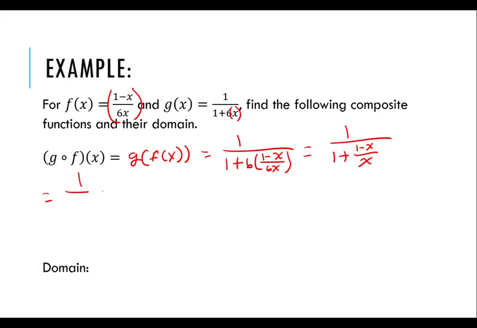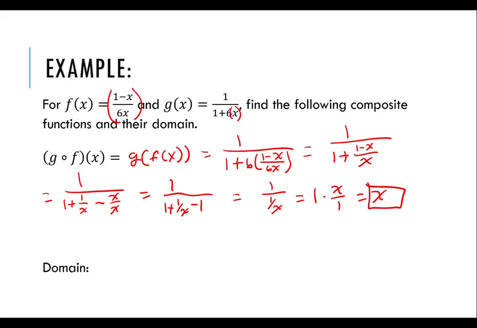We could do this as 1 over, I'm going to break up this 1 minus x over the x's. That's 1 plus 1 over x minus x over x, which is then really 1 over 1 plus 1 over x minus 1. 1 minus 1 is 0. That's then 1 over 1 divided by x. But fraction division becomes fraction multiplication, and so 1 times the reciprocal, x over 1, is just going to give us x. Once again, we see that our final composition is just x.